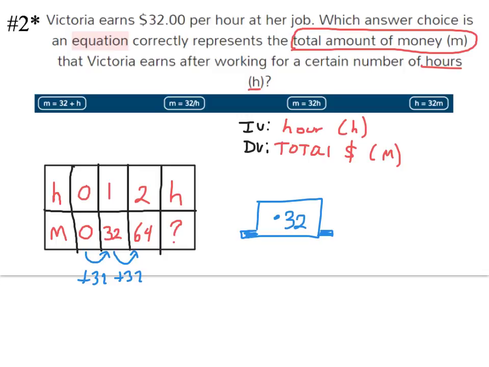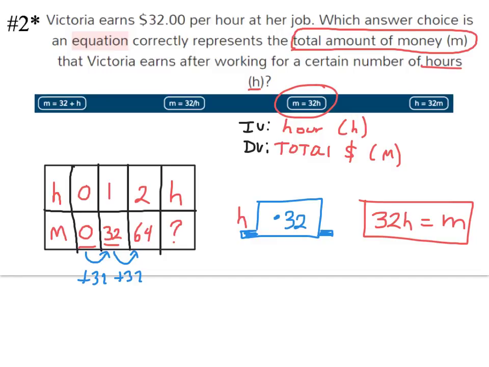If we plug in 0 into the machine, 0 times 32 gets 0, so it's working. If we plug in 1 into the machine, 1 times 32 gets 32, so we get our value of m. So let's plug in h. If h goes into the machine, when it pops out of the machine, we get 32 times h. But we have to set it equal to m because it wants an equation. And that would be the equation, and the one that matches it would be the third one right here.